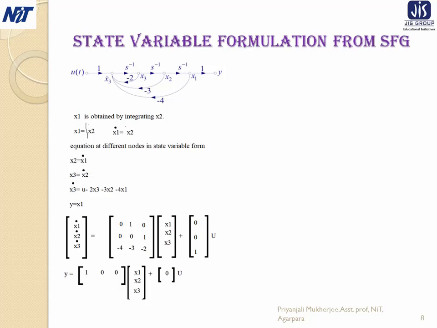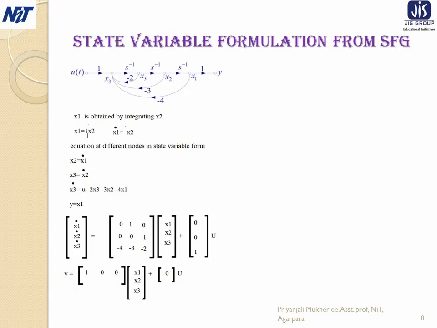Next is the state variable formulation from the signal flow graph. Here one signal flow graph is given, and in this signal flow graph 3 integrators are there. The Laplace transform of an integrator is 1 by s or s inverse. So each s inverse term represents the presence of one integrator, and the signal is flowing from left to right, and the input of this system is u(t) and the output is y.